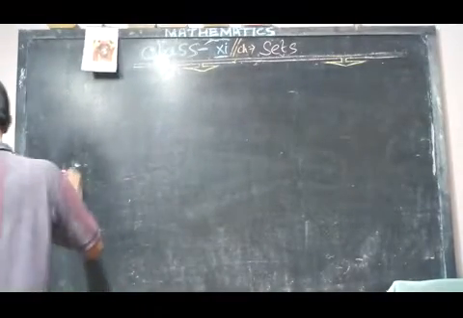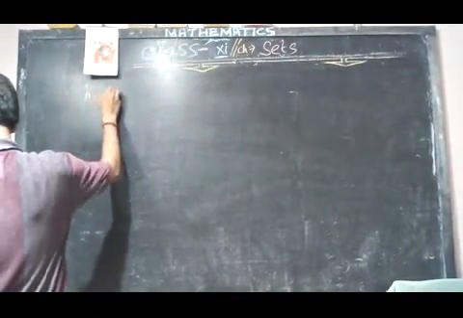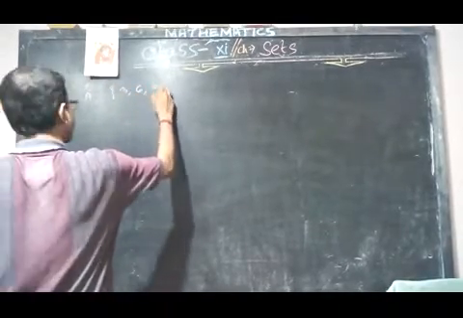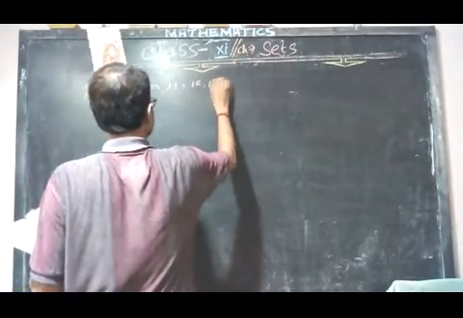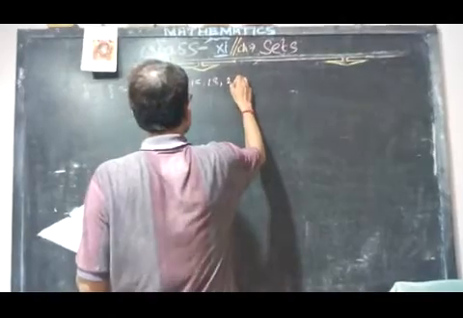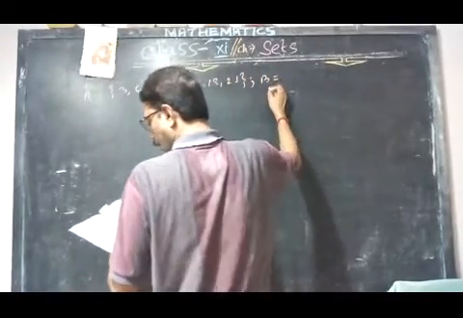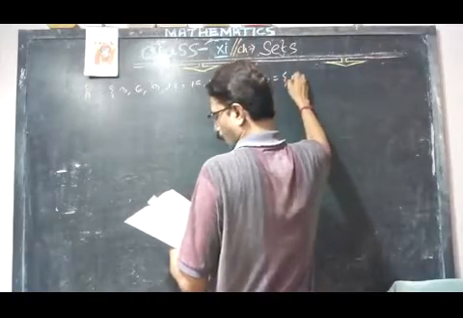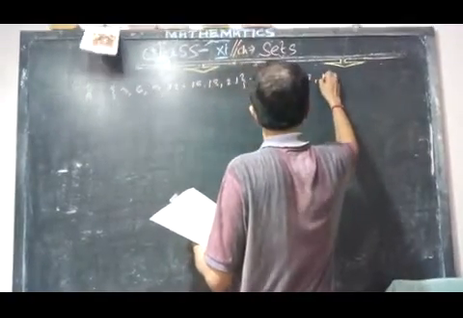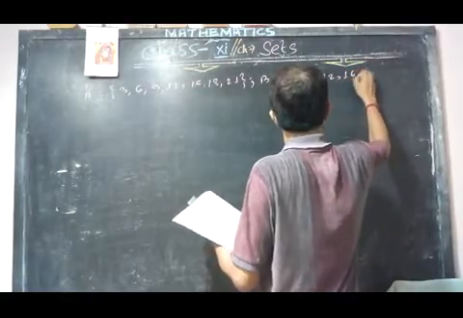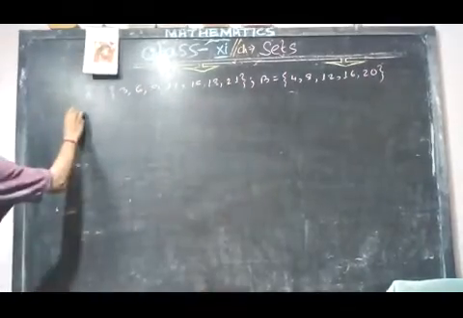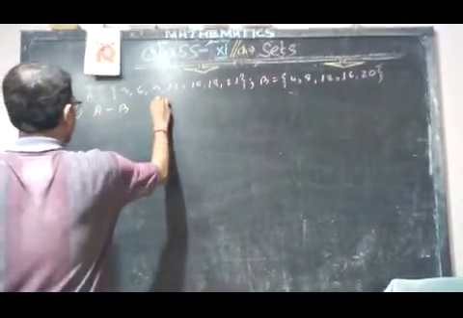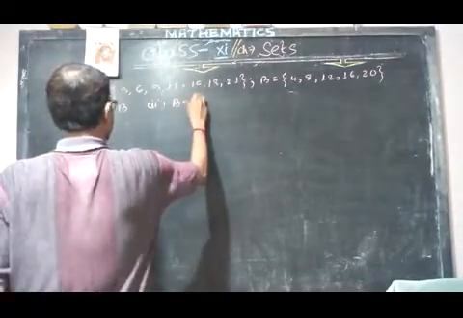And suppose here A equals 3, 6, 9, 12, 15, 18, 21 and B equals 4, 8, 12, 16, 20. Okay, find A minus B and B minus A.